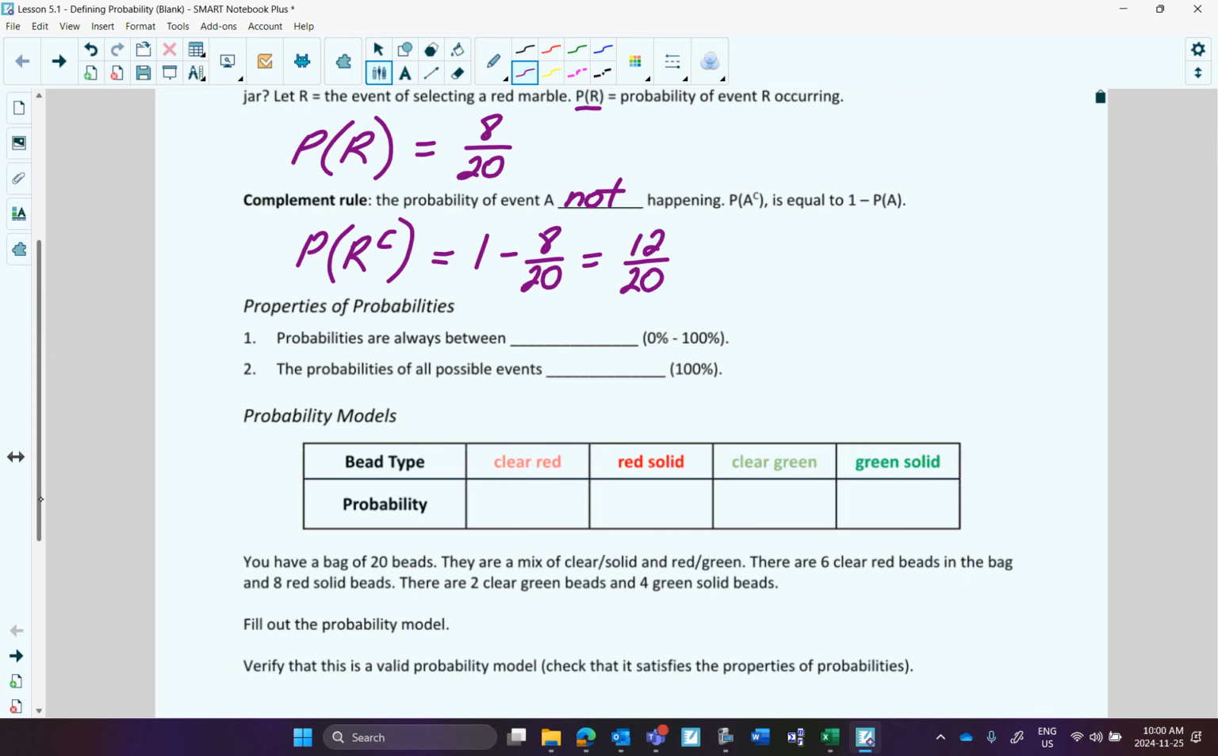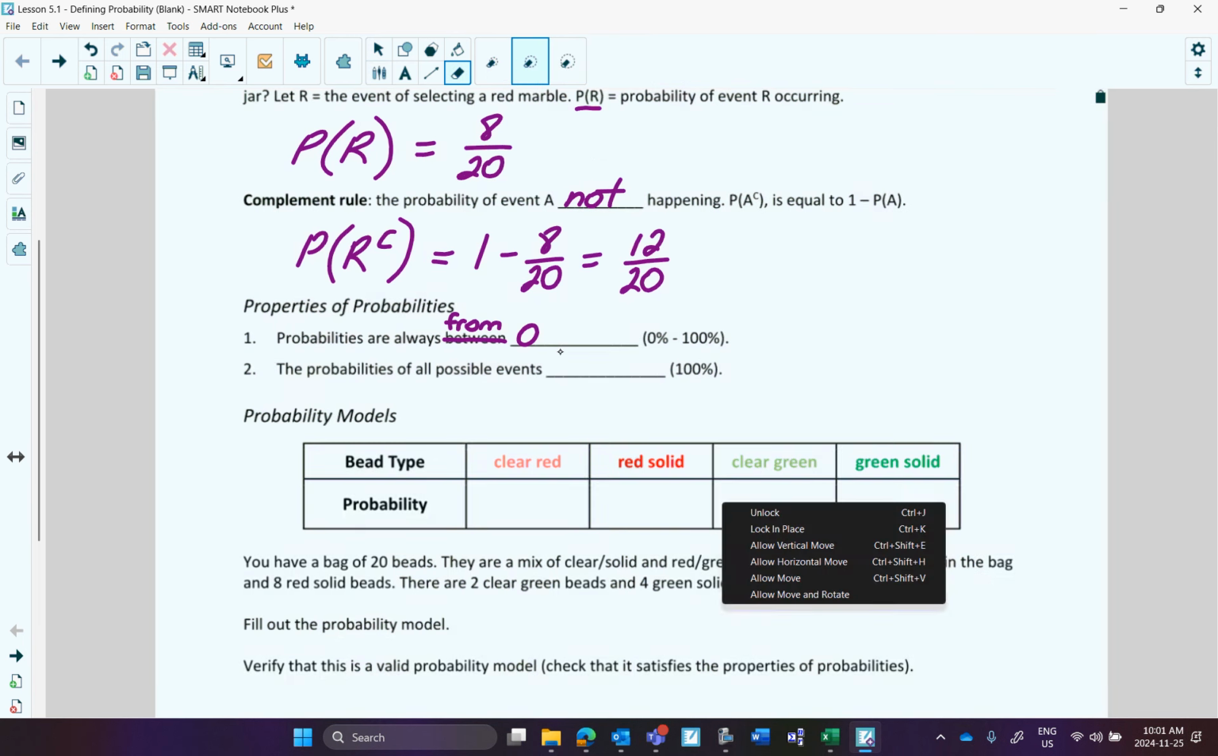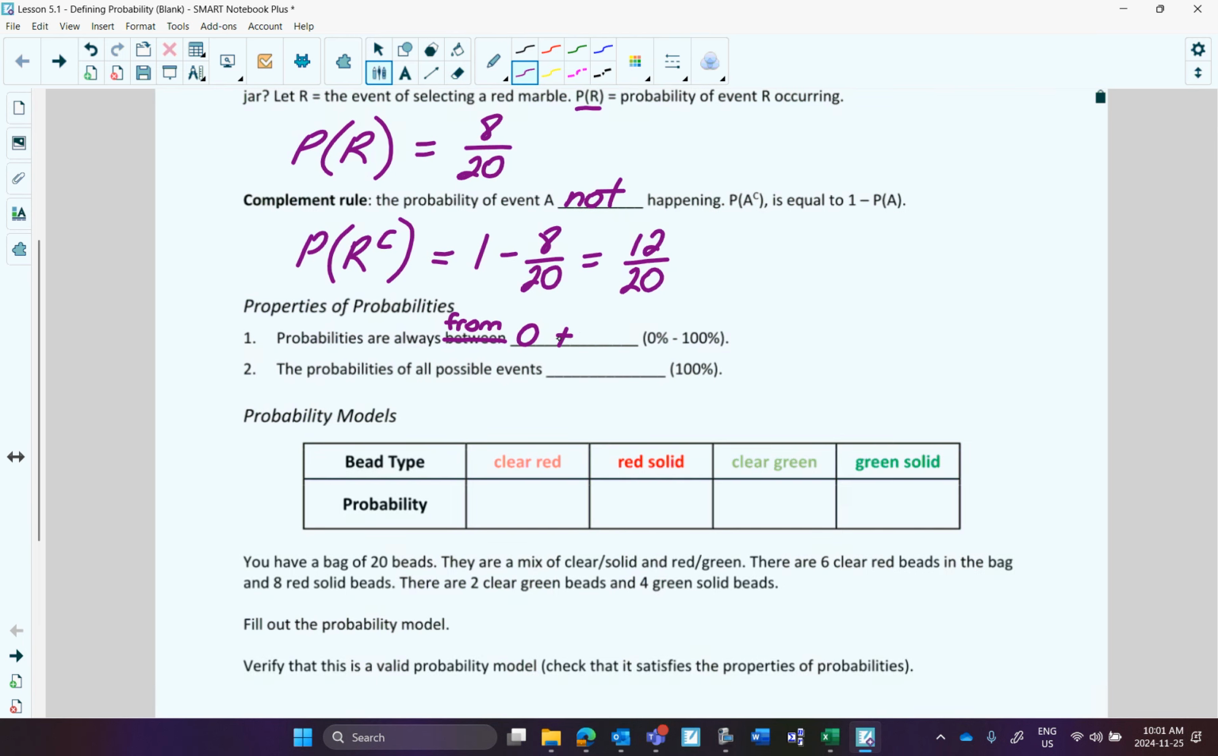Probabilities are between 0 and 1. It is possible for an event to have a probability of 0. It is possible for an event to have a probability of 1. Okay?